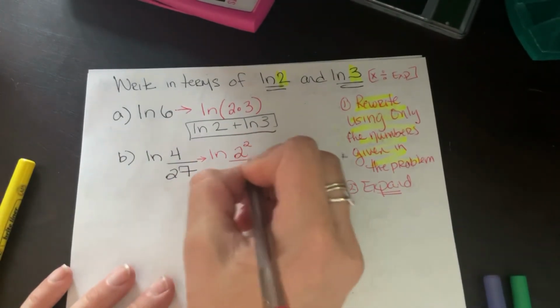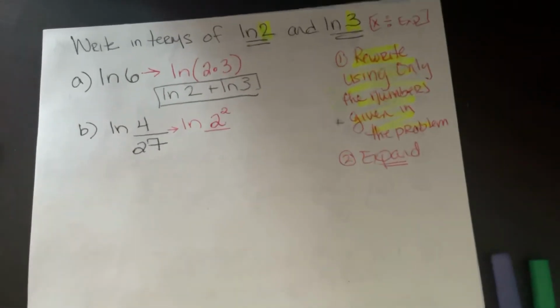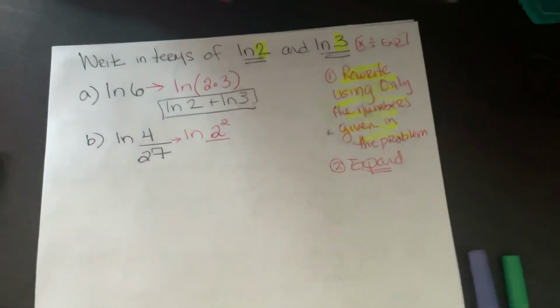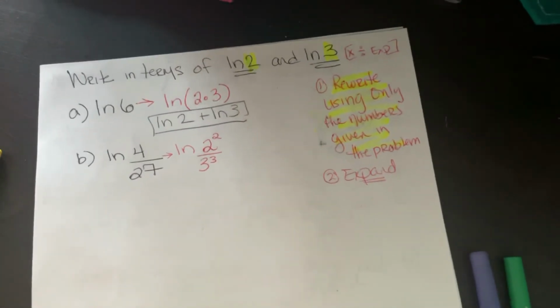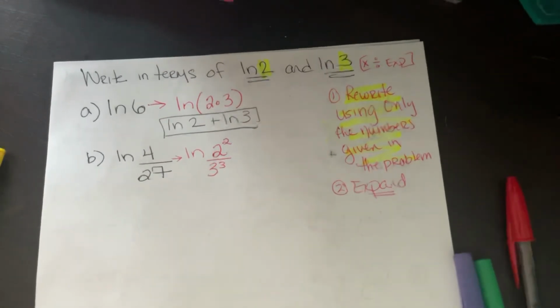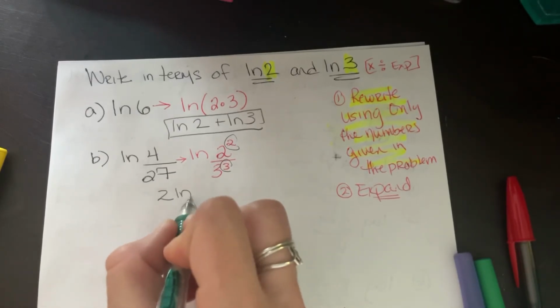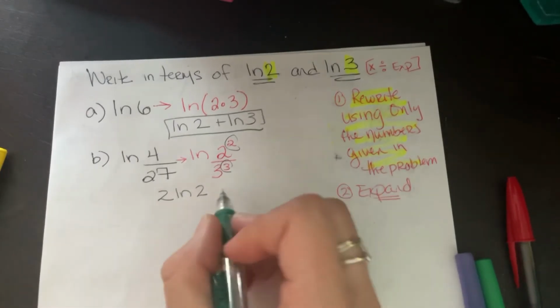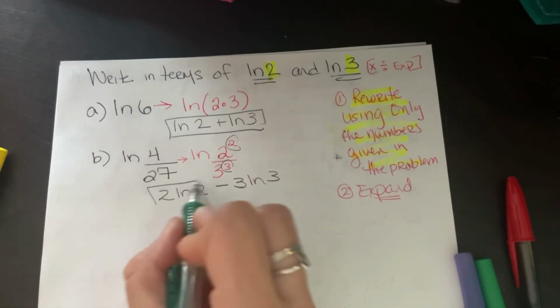Over, well, how can you get me to 27? 3 cubed. There you go. That's done. Double checking. Yep. Now let's expand it. Exponent, exponent. So we got 2 ln 2. Division, subtraction, 3 ln 3.